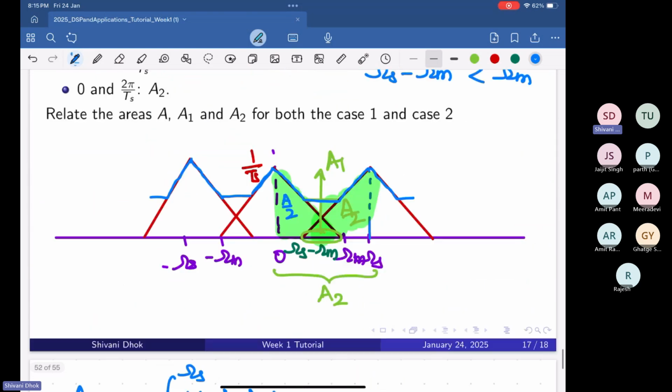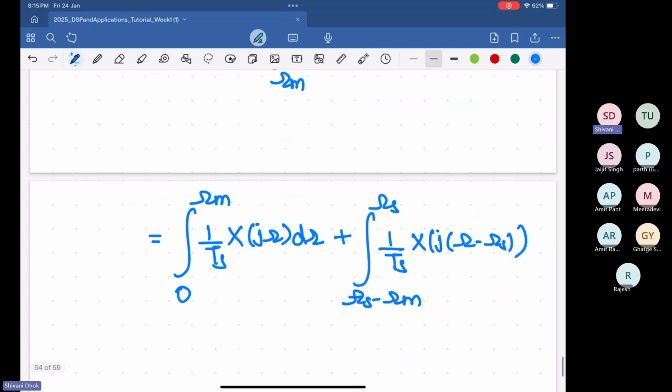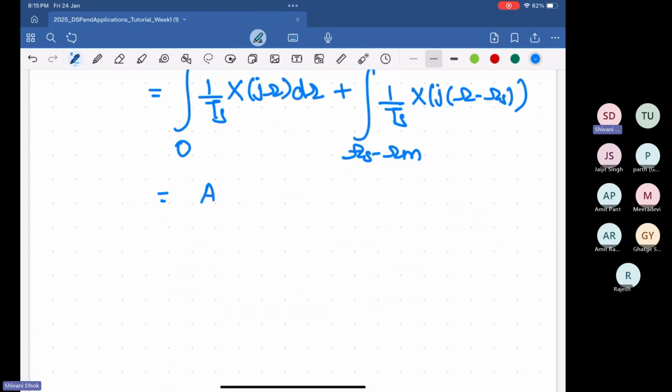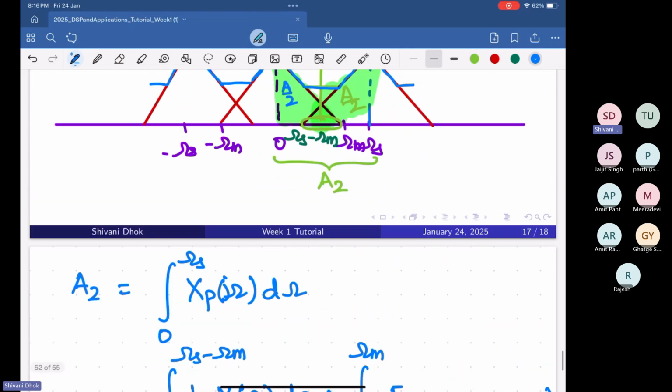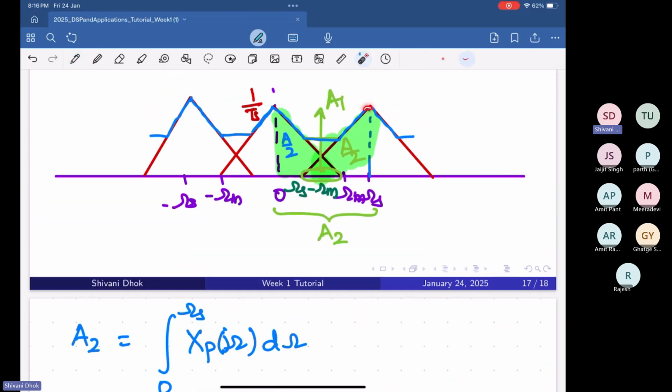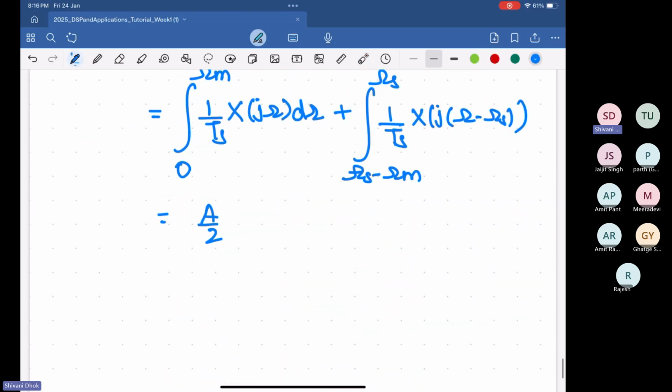Now, if you observe carefully, this is this region. This again has an area of A by 2. So the first thing here will have an area of A by 2, and the second region from omega s minus omega m to omega s is this region. This again has an area of A by 2. So again, for this case also, the area comes as A.